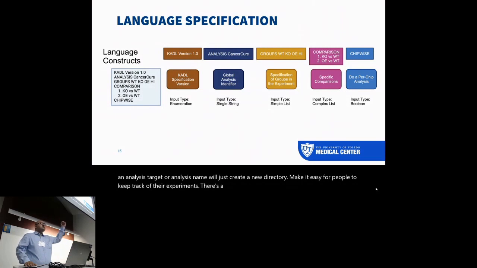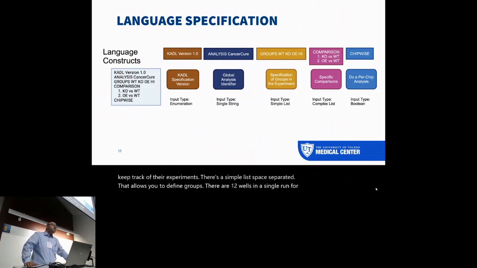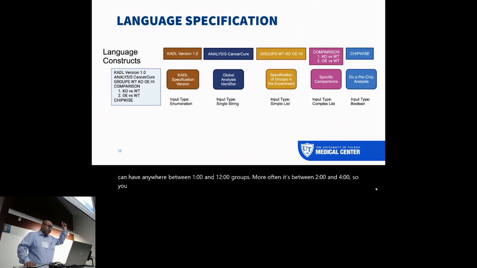There's a simple list, space separated, that allows you to define groups. There are 12 wells in a single run for a PAM station. So you can have anywhere between 1 and 12 groups. More often it's between 2 and 4. So you see there are 4 groups: wild type, knockout, overexpression, and heat inactivated.